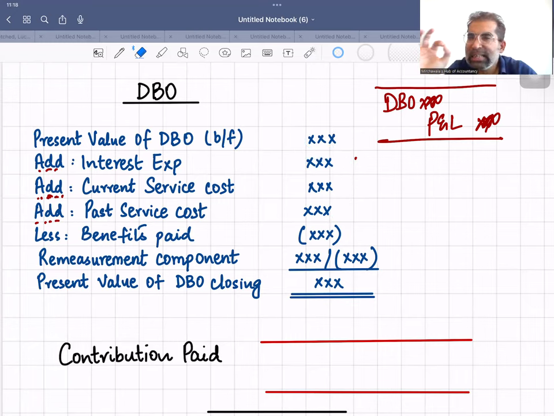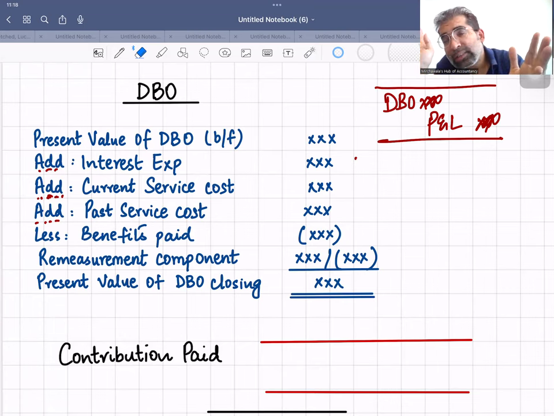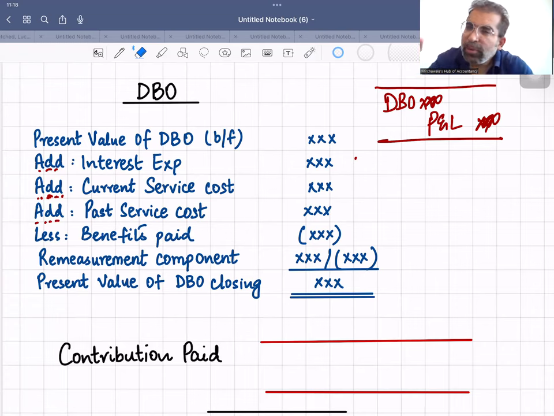Now, one easy thing, easy peasy, which we call benefits paid. Listen, just think it's a running business. We have many employees and our employees are working for the last 30, 40 years. So there is a possibility that some employees will get retirement. They will touch the age of retirement. So they will leave. And once they leave, we have to pay them benefits.